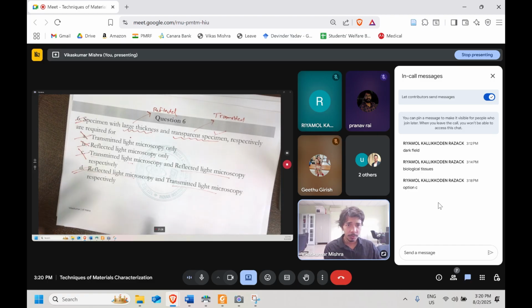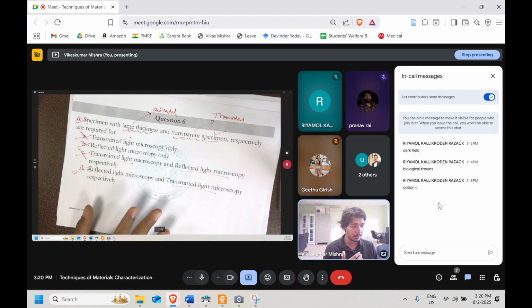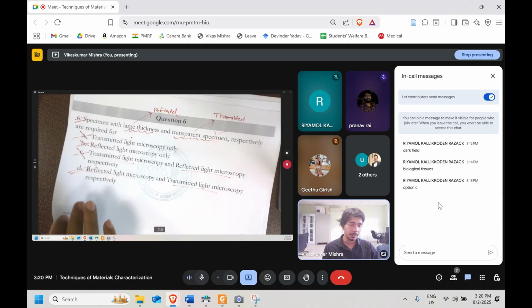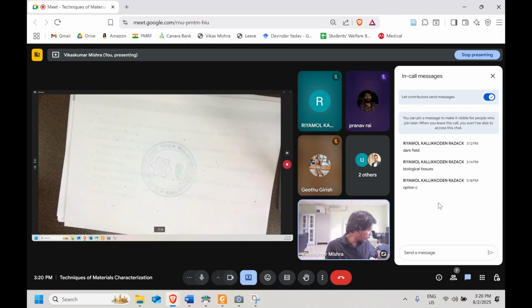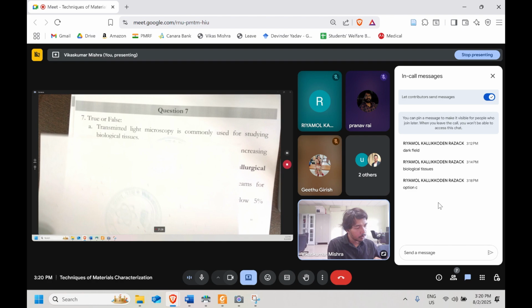Okay, so I hope it's clear. More or less, till now we have concluded under what condition transmitted optical microscopy will be used, and under what condition reflected light microscopy will be used. Let's go to the next question.